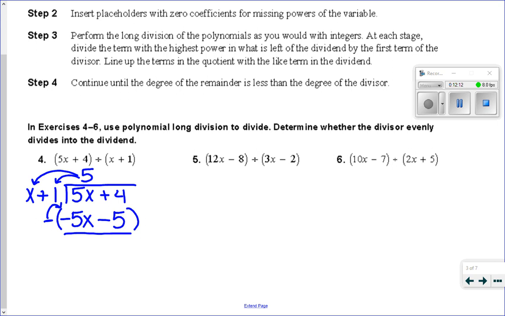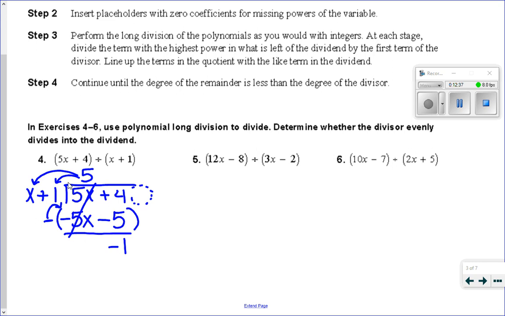When you combine straight down, these should cancel. They should be exact opposites. If you did it right, that term should disappear. And then we have a positive 4 and a negative 5. That's a negative 1. And that is our remainder. How do I know that's my remainder? Well, two ways. First of all, there's nothing else over here for me to bring down. There's nothing after the 4.